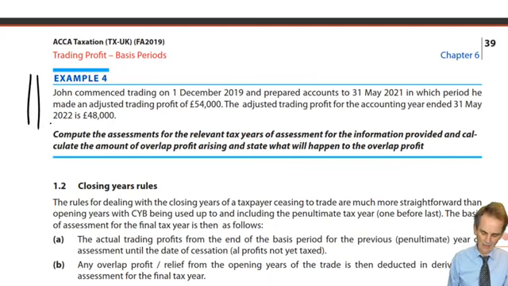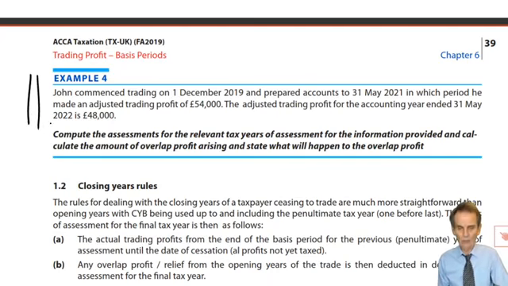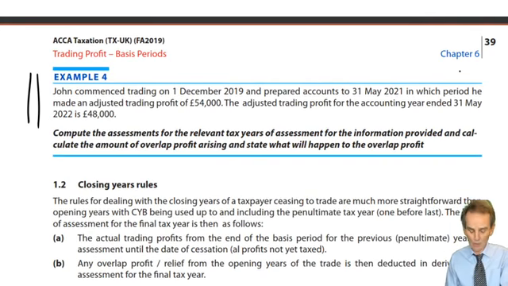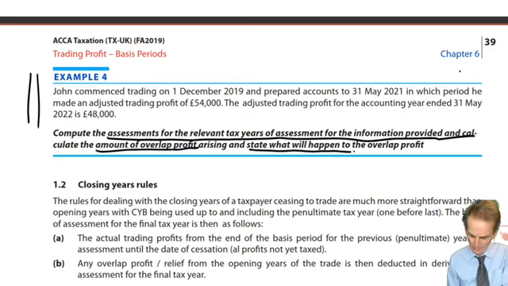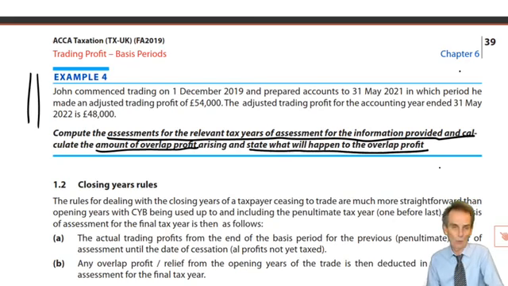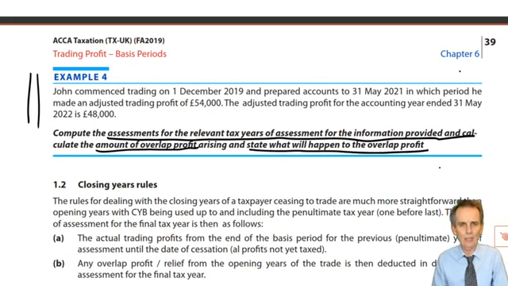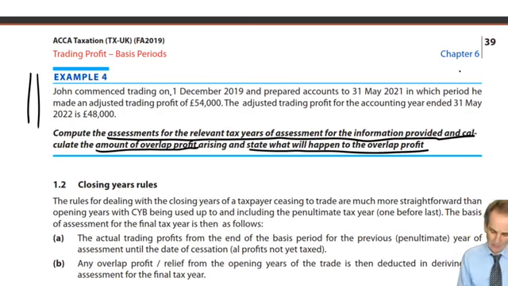And as luck would have it, there is example 4 for you to have a go at. So what are the requirements here? As you might expect, compute the assessments for the relevant tax years of assessment for the information provided, and then calculate the amount of overlap profit and state what will happen to that overlap profit. Now, we know what happens: the overlap profit is deducted in deriving the assessment for the final tax year of assessment. The assessments on a start-up situation, standard approach: commence trading on 1st of December 19.